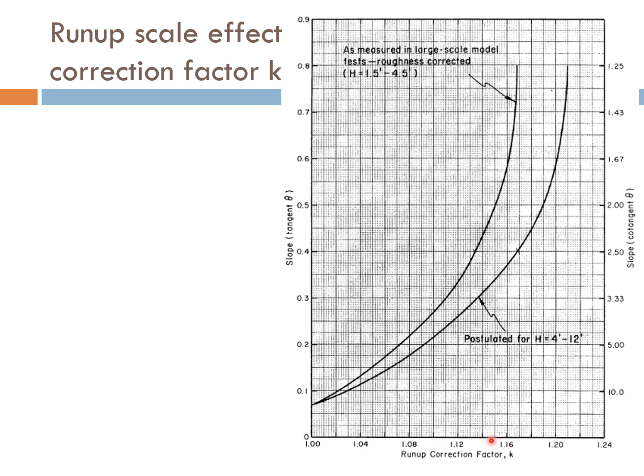However, if our problem is a much larger problem with a wave height between 4 feet up to 12 feet, so this is a postulated curve. That means it is not derived based on the actual measurement in scale model. So if we have larger scale problem like this, then we may want to choose this curve to apply the correction factor. So you notice that for the same pitch slope, for larger scale problem, our correction factor is also a larger value.